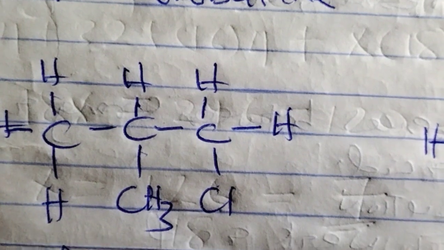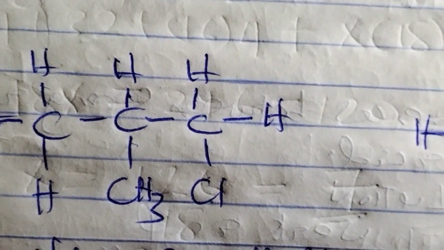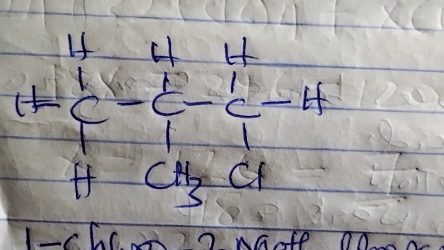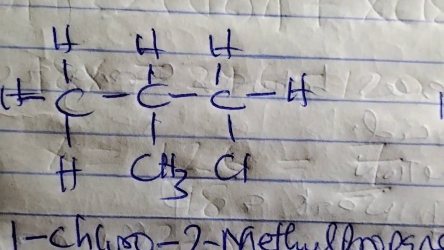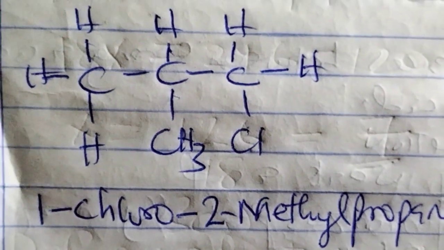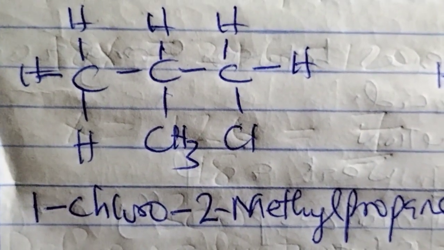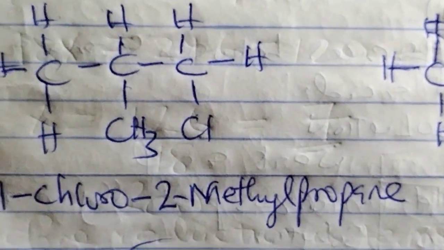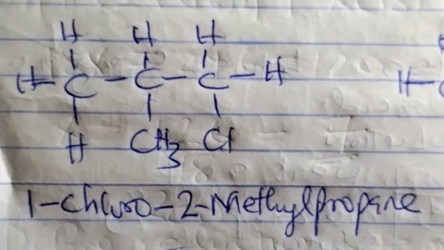The third structure, you have only 3 carbon on the straight chain. The first carbon is carrying chlorine. The second carbon is carrying CH3, the methyl group. Every other carbon is carrying hydrogen. This is called 1-chloro-2-methylpropane. Methyl and propane, the names are joined together.